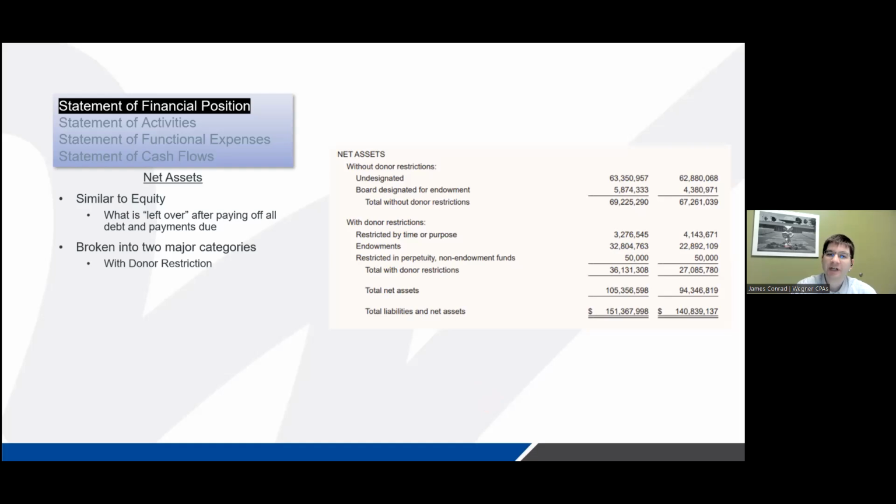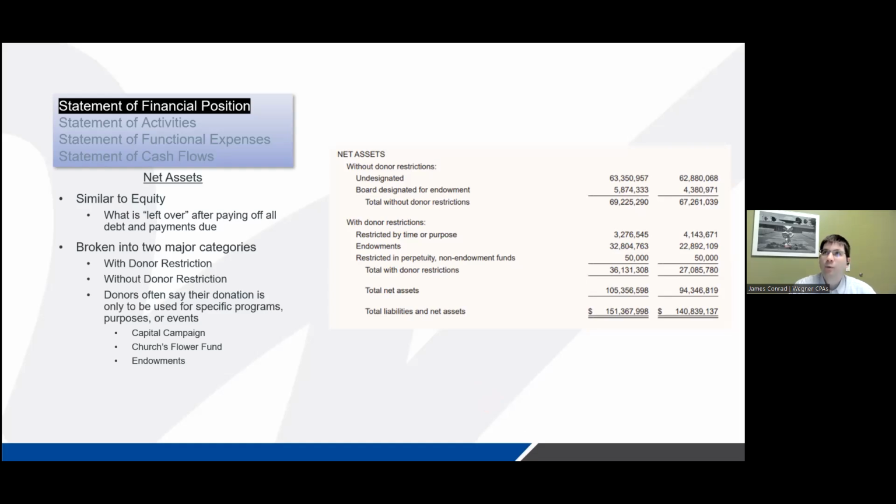Now we have 2 major categories here. It originally was 3 categories. Several years ago, this was reduced down to 2 to make things simpler. First off, we have with donor restriction, and then second, we have without donor restriction. So the way to think about this is, imagine you're a donor and you want your donation to go to a specific program or purpose, or you want it to go to an event that's going to be held. That's going to be your with donor restriction.